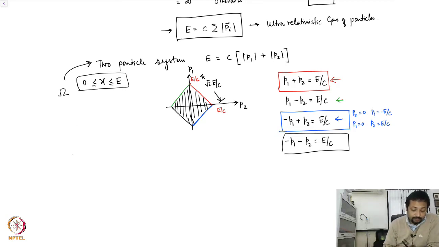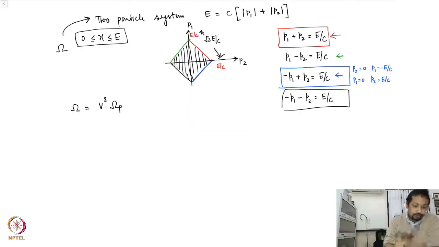So the total number of microstates in the phase space is going to be V squared, because there are two particles and each of them can access the coordinate space, contributing V, and then I have omega of P. So the volume in this momentum space becomes square root of 2E by c, whole squared, which is going to be twice (E by c) whole squared.